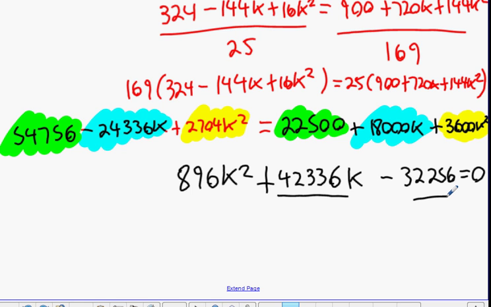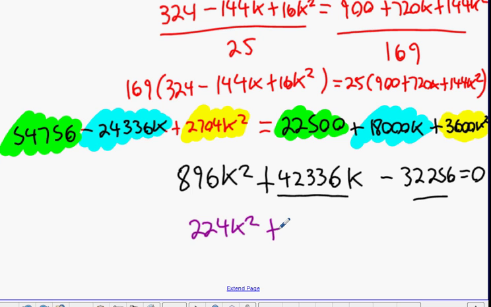No? Okay, let's divide everything by 4. Let's see if we can break this down a little bit. Divide everything by 4. The first one divided by 4? It goes into the second one anyway. Oh, it was with the first one. 224. The next one divided by 4.